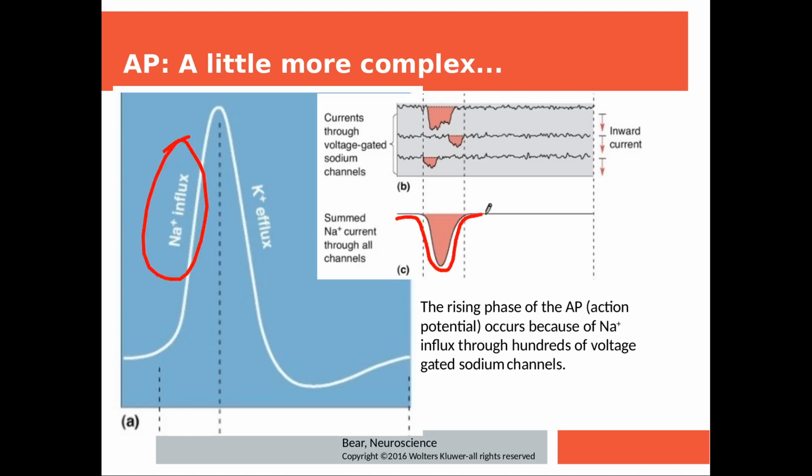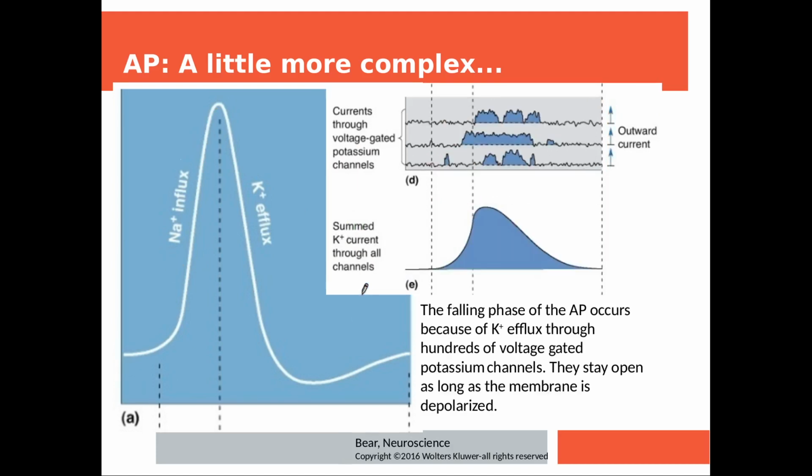This is a positive inward current, right? Current to the inside of the cell. This is what increases the membrane potential. You can see it happens very quickly in this short time period. But the potassium channels start opening later. And you see they stay open longer. These are causing the outward currents.